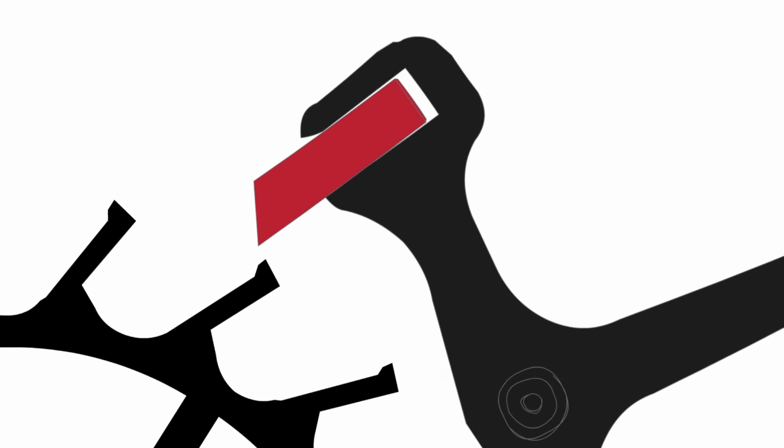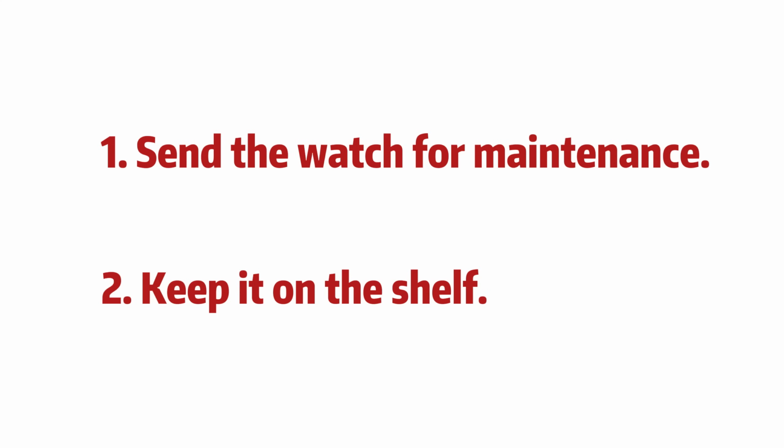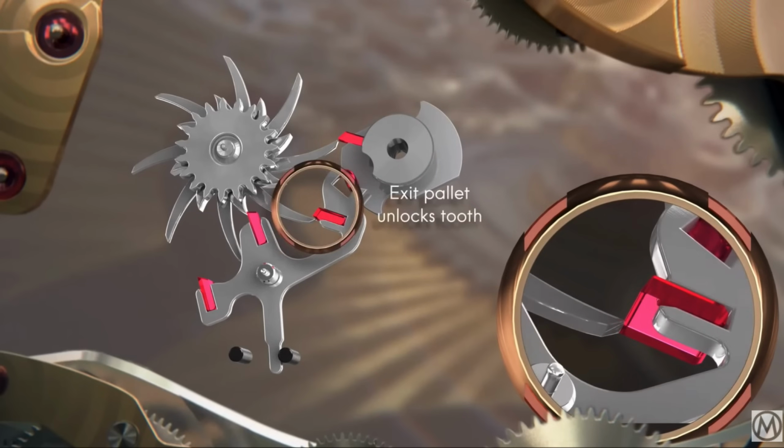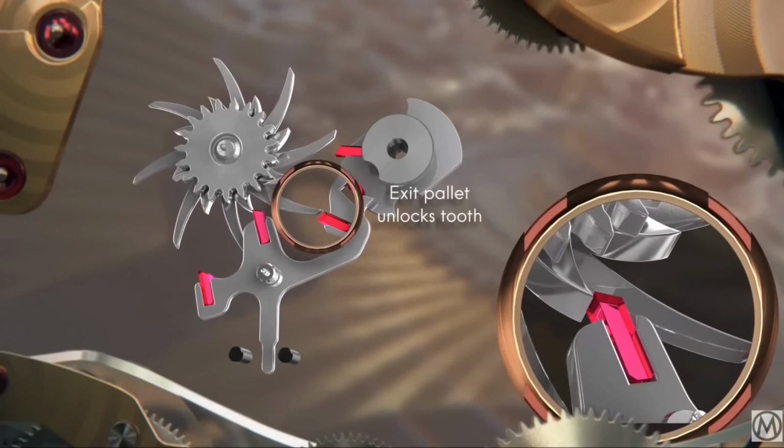So the watch owner has two options. Either send the watch for maintenance or keep it on the shelf. These two choices will instead stop the wear of the movement parts. But the coaxial movement is different. Even if the lubricating oil has expired, the watch can still keep accurate time.